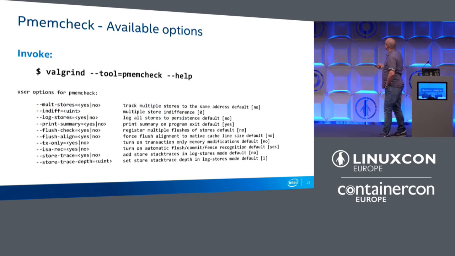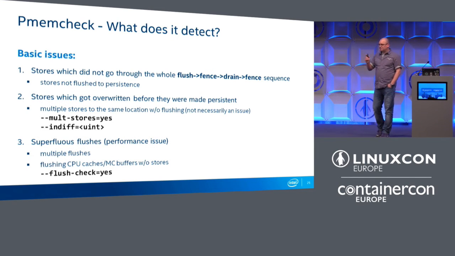Okay, in practice, this is an example of what the options are and what the default values for them are. You can, of course, use --help to display all of them. The basic issue that could be detected with Pmemcheck is the detection of whether the sequence of operations was correct. So whether you did the store, and whether you flushed the data to persistence. The second issue is when you store the data, you don't flush, and you store the data to the same location. Probably it's not correct.